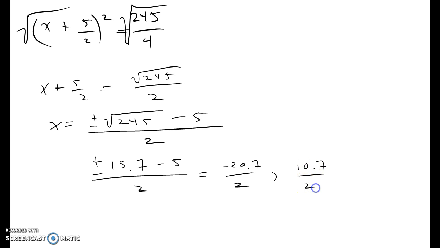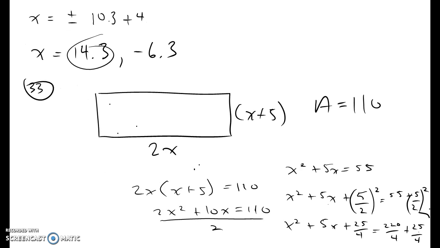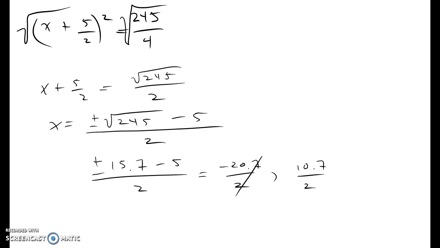And we do the positive 15.7, subtract 5, and we get 10.7 over 2. This one we could disregard because that's going to be a negative length, and we're talking about x, the side of this rectangle. But this one, we do not. So if we reduce, we wind up getting 5.35, and 5.3 is actually the answer in the book, so that one's correct.